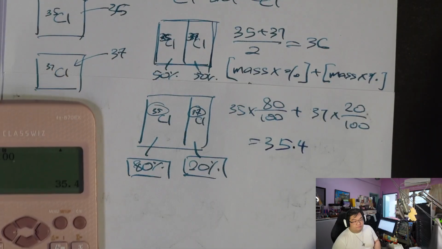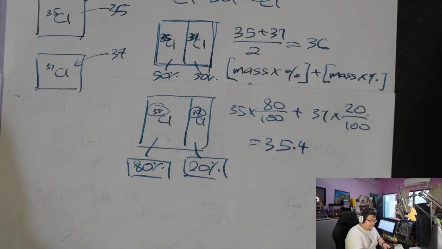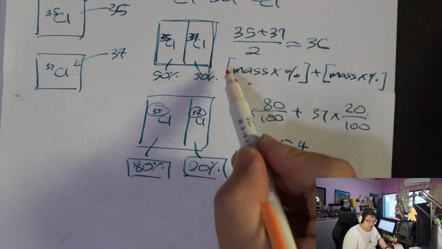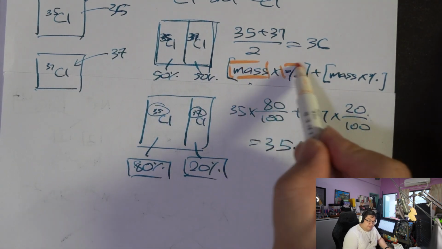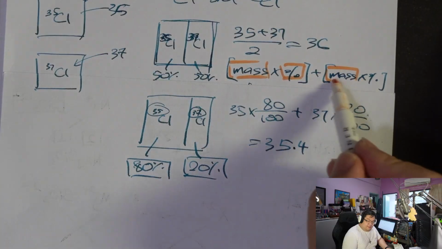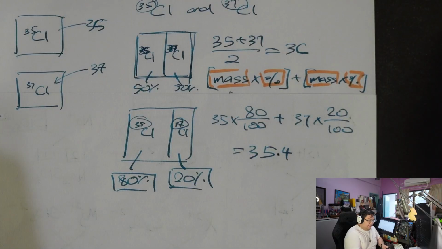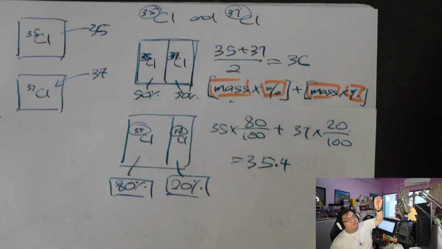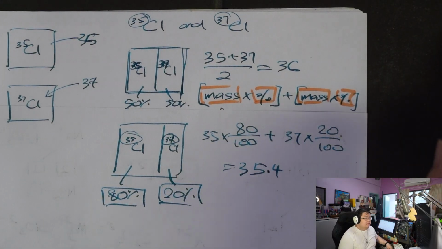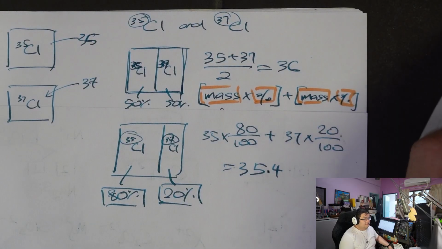So the main thing for you to understand is this. You take mass multiplied by percentage plus mass multiplied by percentage of different components to find the average mass. And when they use the word average mass, they're referring to the relative atomic mass. The word relative means it's average. It's averaged out.